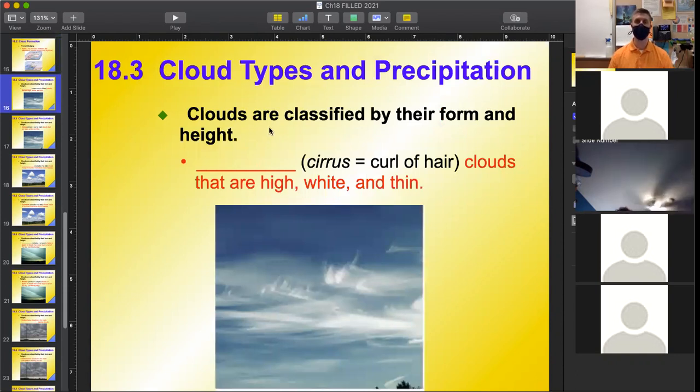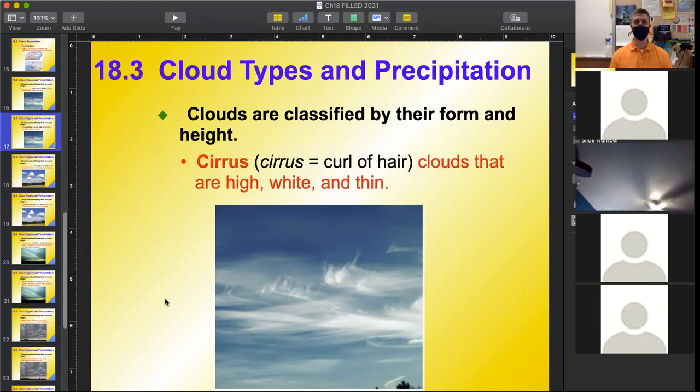A few little tidbits with clouds. Clouds are classified by their form and height. So there are certain terms used for the form, or kind of the shape of the cloud, and then there's certain sets of terms used to describe the altitude that they're at. So the way those get pieced together, it's kind of a naming system that they use to name those.